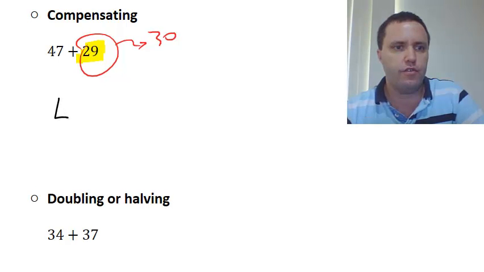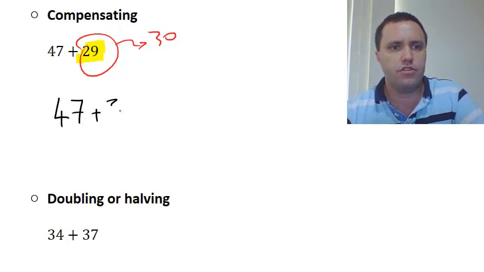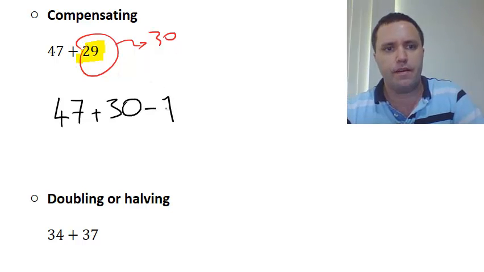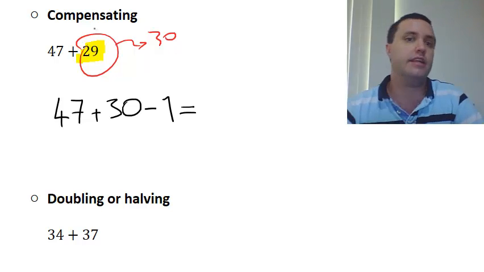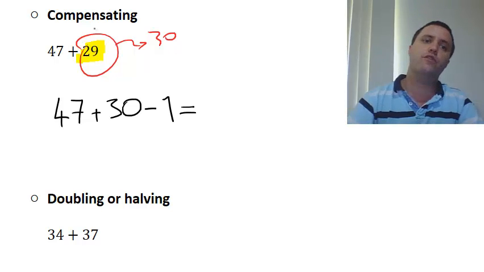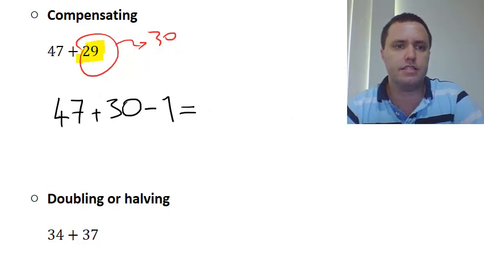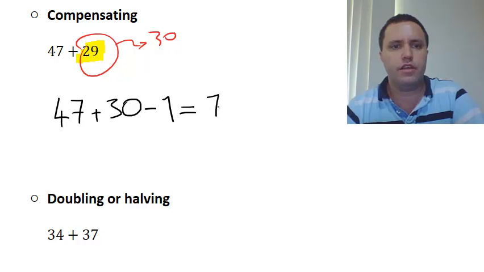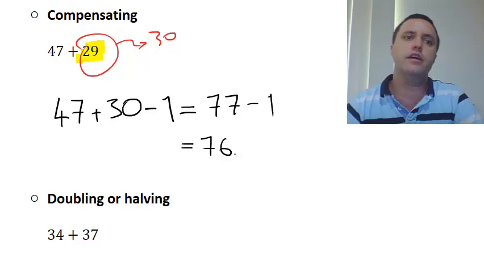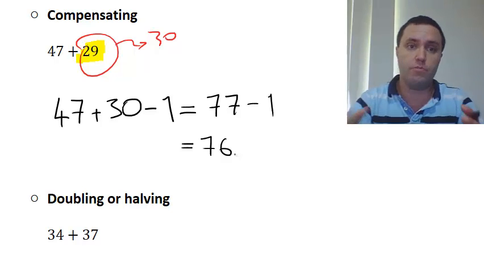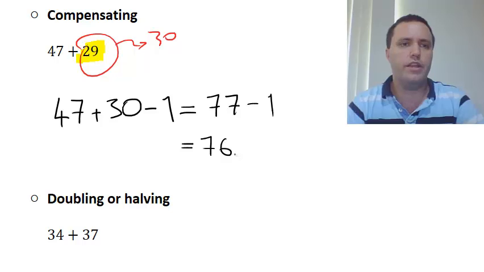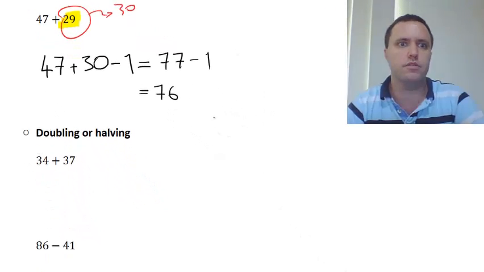So if I go 47 plus 30, to get back to this 29, I would have to subtract 1. This makes it a little bit easier. Sometimes adding numbers with a 9 doesn't work so well for you, there's a lot of carrying to do in your mind, so breaking up like this could make things easier. So 47 plus 30 is 77, minus 1, and I end up with 76. That's the compensation way. It works really well when one number is really close to a multiple of 10.